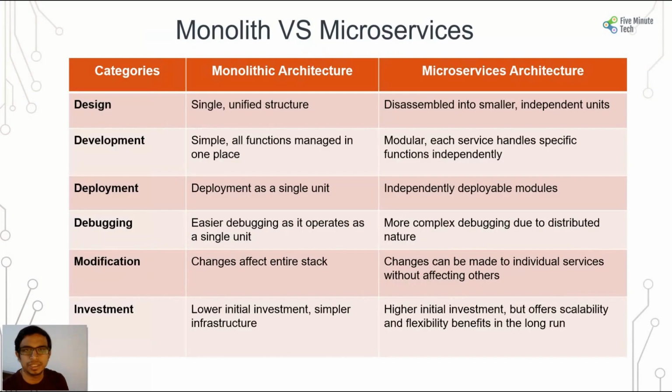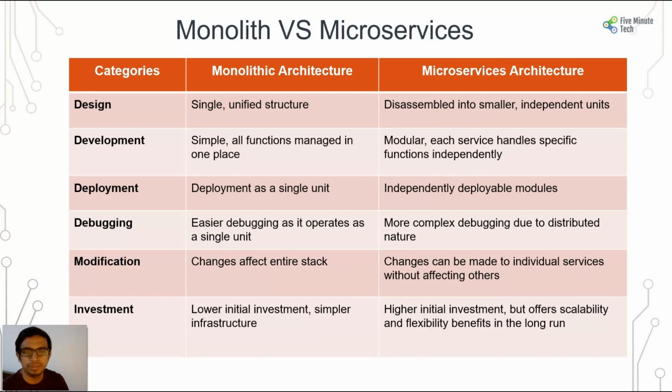First of all, let's understand the difference between the monolith and microservices. Monolith design is more of a single unified structure, and microservices are more disassembled into smaller independent units or services. Development-wise, the monolith is simple, with all functions managed in one repo or space, as you can call it. Microservices are modular. Each service handles specific functions independently, and they have their own repositories where you can check in the code and maintain it.